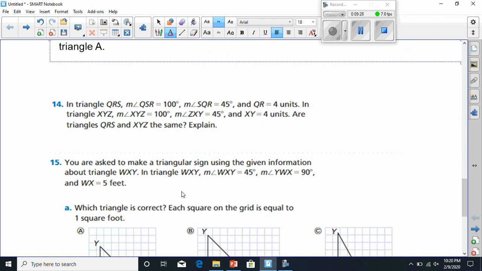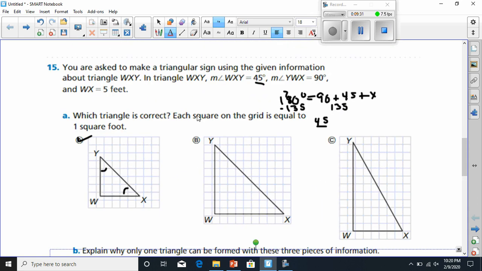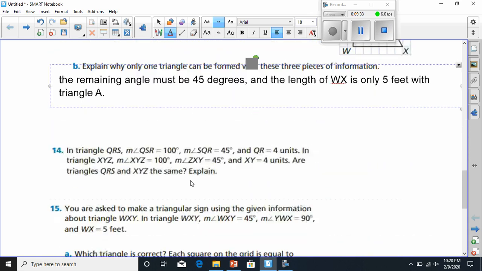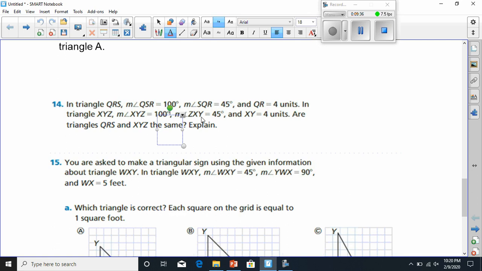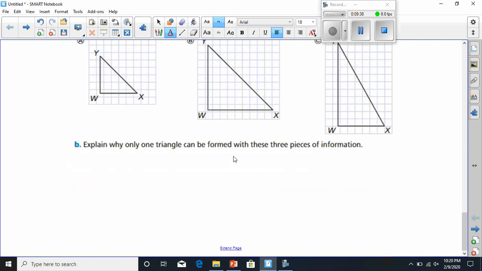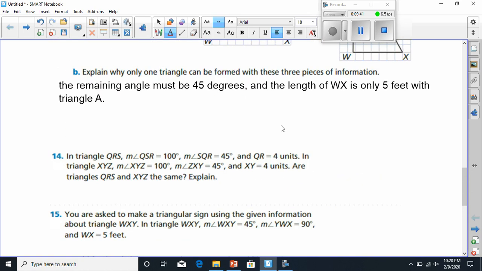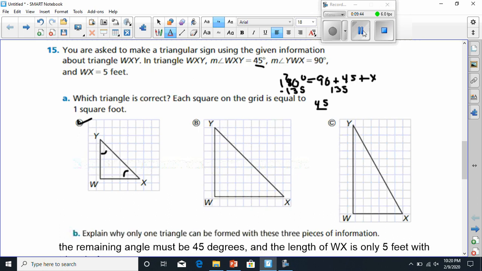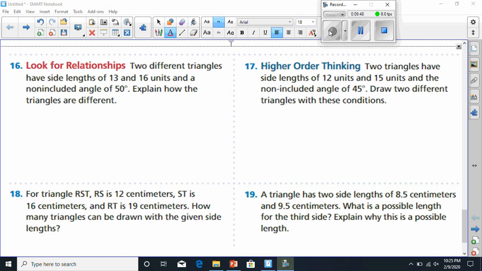See, 14 there, so did I put 14 and 15 on twice? I sure did. All right, so we can get rid of 14 and 15 on this one. Let's go to 16. Make sure that I didn't accidentally copy the wrong thing. Hold on. Your number 17 says 2 triangles have side lengths of 12 units and 15 units, and a non-included angle of 45 degrees. Draw 2 different triangles with these conditions.